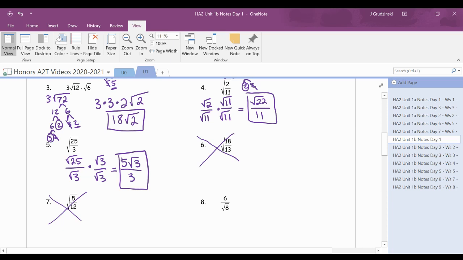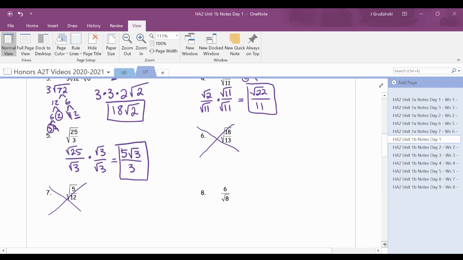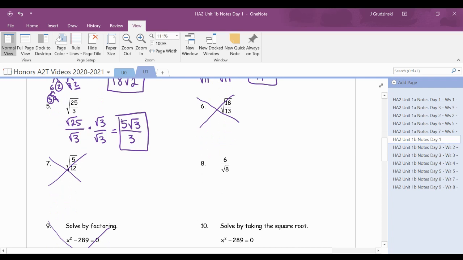And then something that you always want to check for in the numerator is to see if you can simplify that radical any further. Like we can't simplify the square root of 3, or in number 4, we couldn't simplify the square root of 22. So both of those we were finished. But if you can simplify that radical, you want to make sure you do it. All right, we are going to skip over 6 and 7 and take a look at number 8.